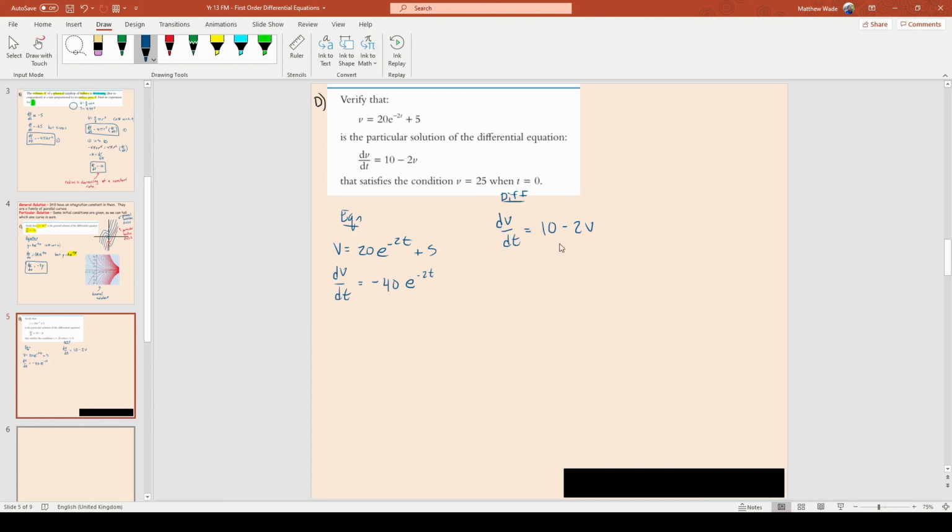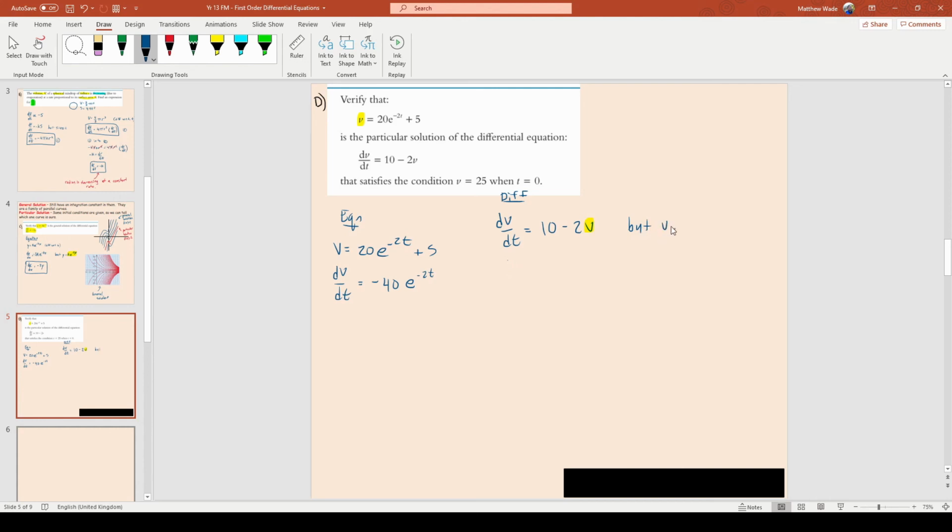There's the differential equation. I'm trying to get the dv dt here on the differential to equal minus 40e to the minus 2t, but this has a v in, right? So since that's got a v in, I'm going to sub that in, because they're not of the same equation, right? This has come from there and that comes from there, so I'm going to treat it like a simultaneous equation. So let's do that.